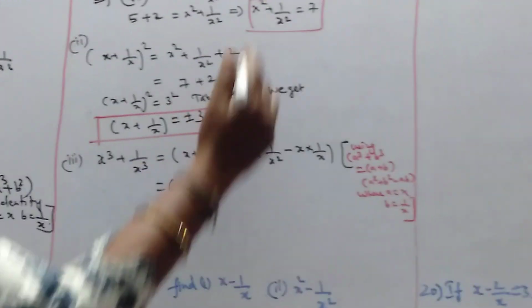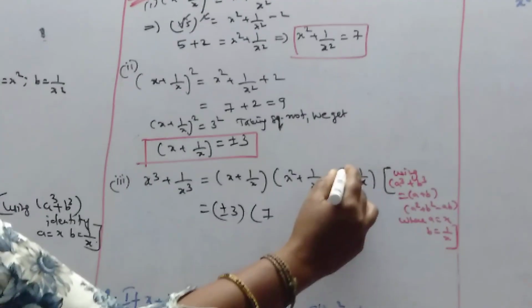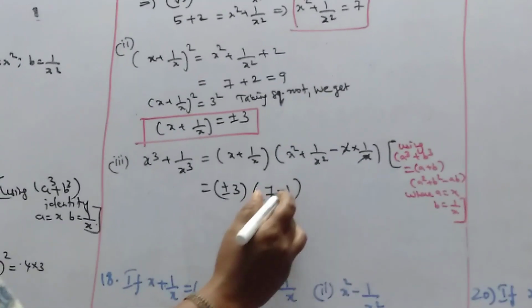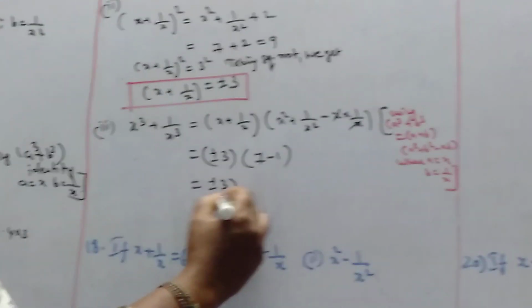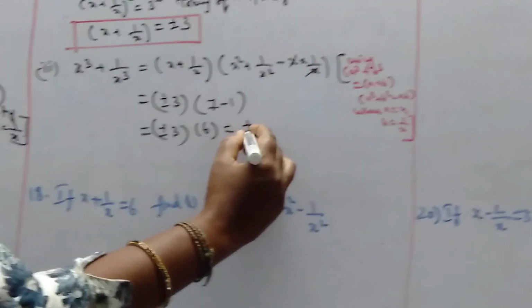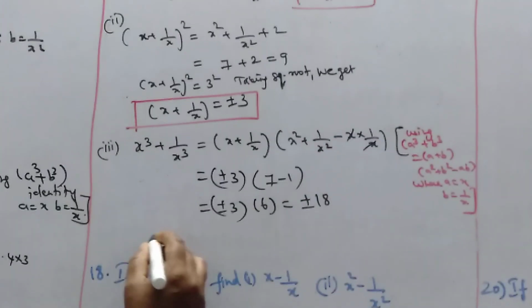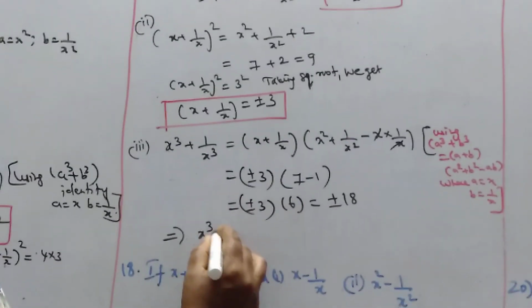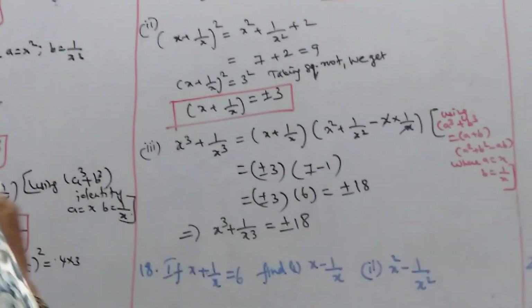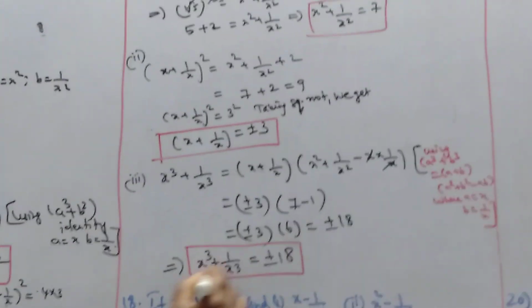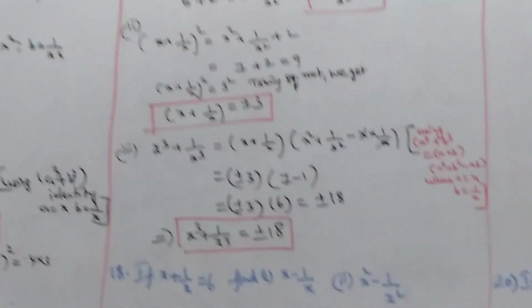Then x square plus 1 by x square, here it is 7. Then x into 1 by x will get cancelled. This is minus 1. So plus or minus 3 into 6, which is equal to plus or minus 18. So x cube plus 1 by x cube equals plus or minus 18 is the solution of this particular question. Clear? Right.